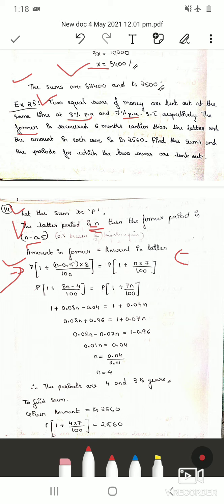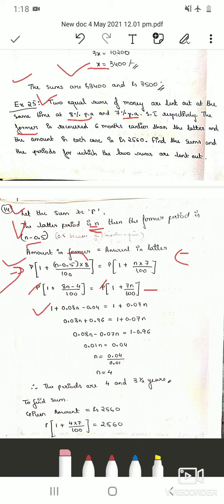So simplify this. So you have to multiply 8 for both the terms. It will be 8n minus 4 by 100. Here it is 7n by 100. So this P and this P will get cancelled. So now it is 1 plus 8n by 100 is 0.08n and 4 by 100 is 0.04. There is a minus sign, therefore it is minus 0.04 is equal to 1 plus 0.07n.